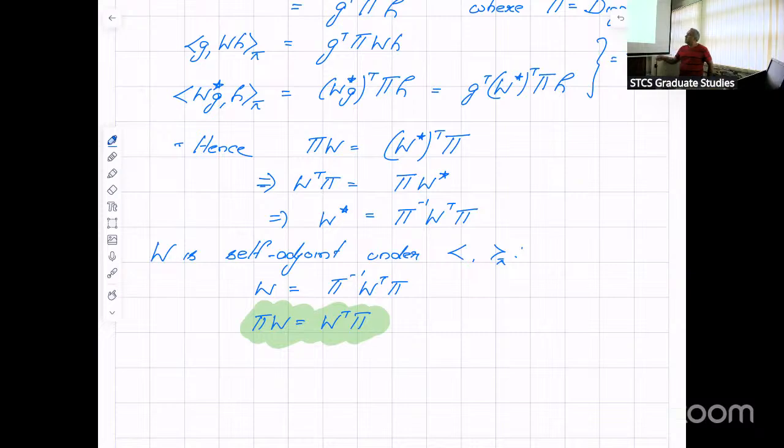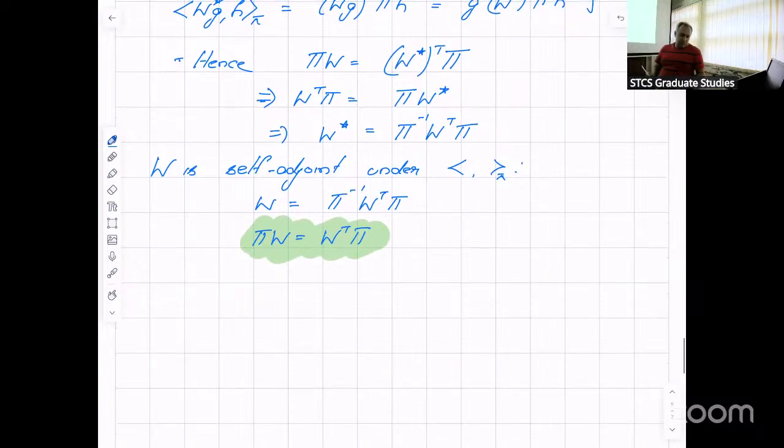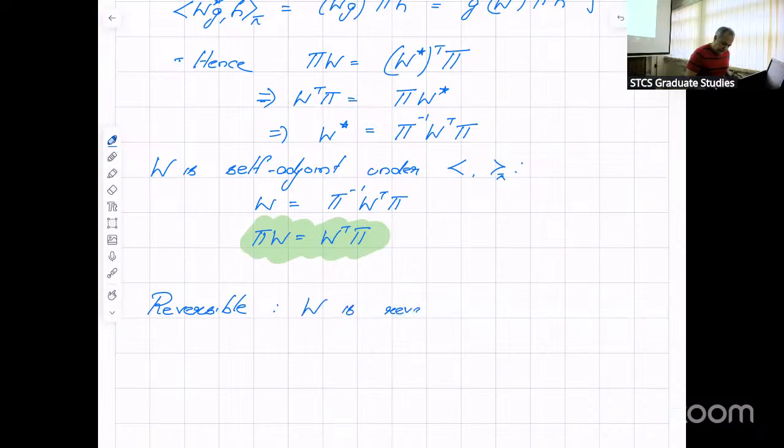This condition is called reversibility, and we'll quickly see why. So W is reversible if this condition is satisfied: pi W is W transpose pi.